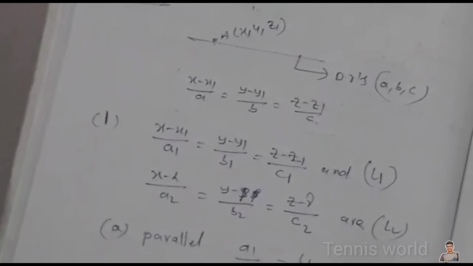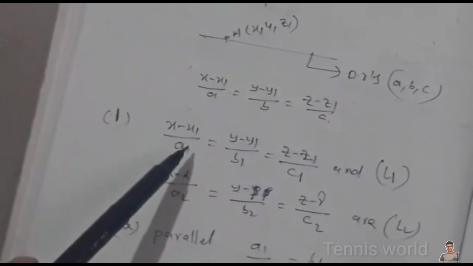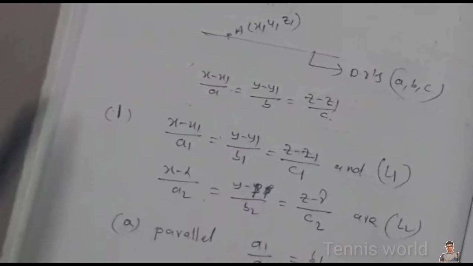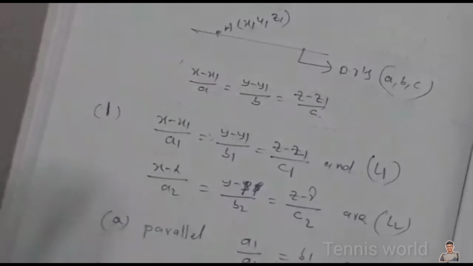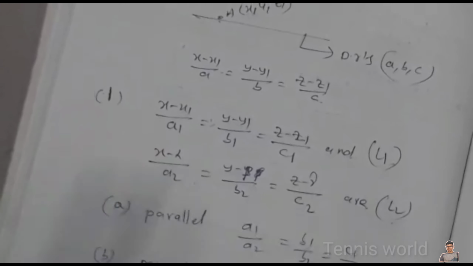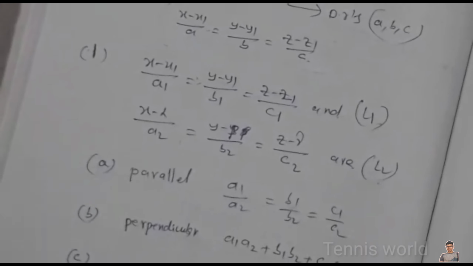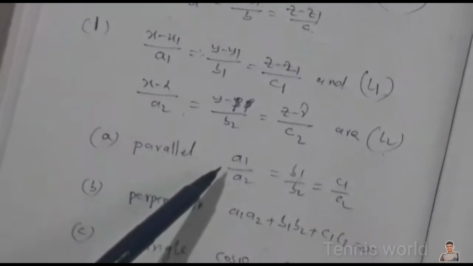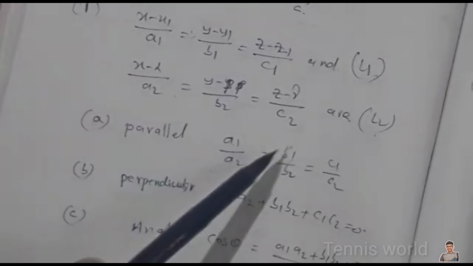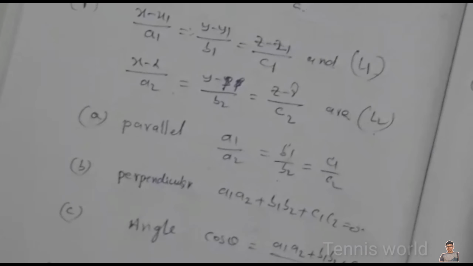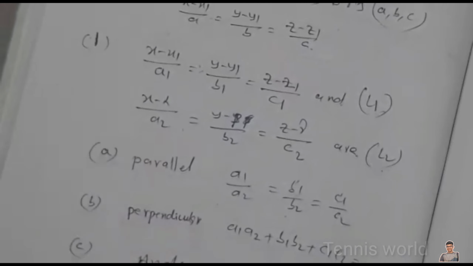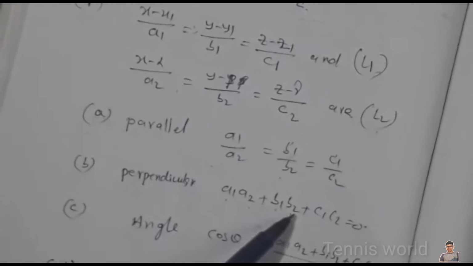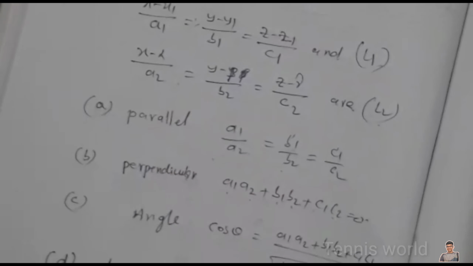Now I am taking two lines, one is the L1 line, one is the L2 line. If these two lines are parallel, then the required condition is A1 by A2 equals B1 by B2 equals C1 by C2. If these two lines are perpendicular, the condition is A1 A2 plus B1 B2 plus C1 C2 is equal to 0.